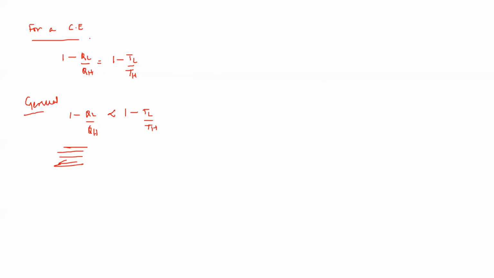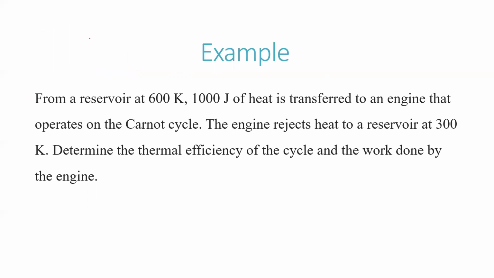Now we move on to a problem. From a reservoir at 600 Kelvin, 1000 joules of heat is transferred to an engine. This is the high temperature reservoir, my higher temperature TH. The engine operates on the Carnot cycle and rejects heat to a reservoir at 300 Kelvin. Determine the thermal efficiency of the cycle and the work done by the engine.